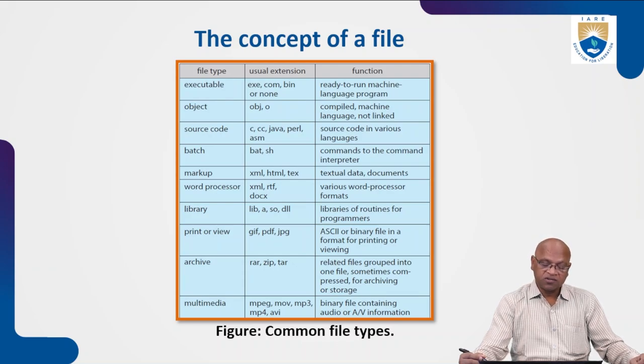So, next to archives, we go for the RAR file and zip files. That is archives related to files grouped into one file, sometimes compressed for archiving or storage. This extension will be given to certain files for storing. Next, multimedia files, which you have already seen, any video file or audio file.